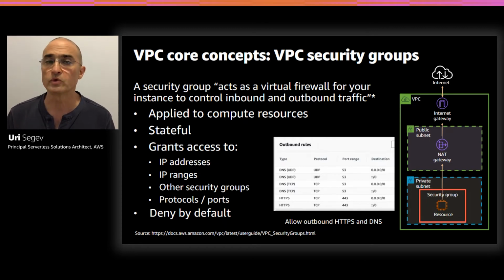They are stateful, which means that if I have a rule that allows traffic to go outside on a specific port, I do not need to create a special rule for the return traffic. It's automatically managed and allowed. That's in contrast with the network ACLs, the NACLs, which are stateless virtual firewalls for your subnet. They are stateless, so you need to create the rules for both outgoing and also for the return traffic.